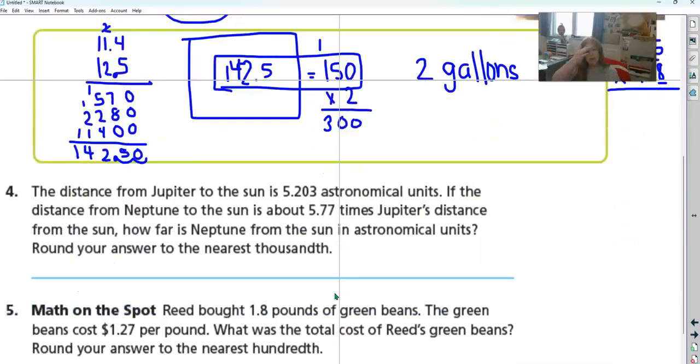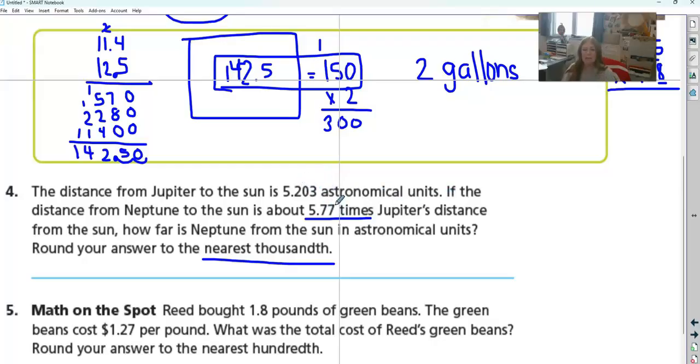Hey, number 4, the distance from Jupiter to the Sun is about 5.203 astronomical units. If the distance from Neptune to the Sun is about 5.77 times Jupiter's distance from the Sun, so 5.77 times that, how far is Neptune from the Sun? Round our answer to the nearest thousandths. So this is maybe one I would skip if I've done other ones, to get to my questions so I don't have to multiply by 5.77.